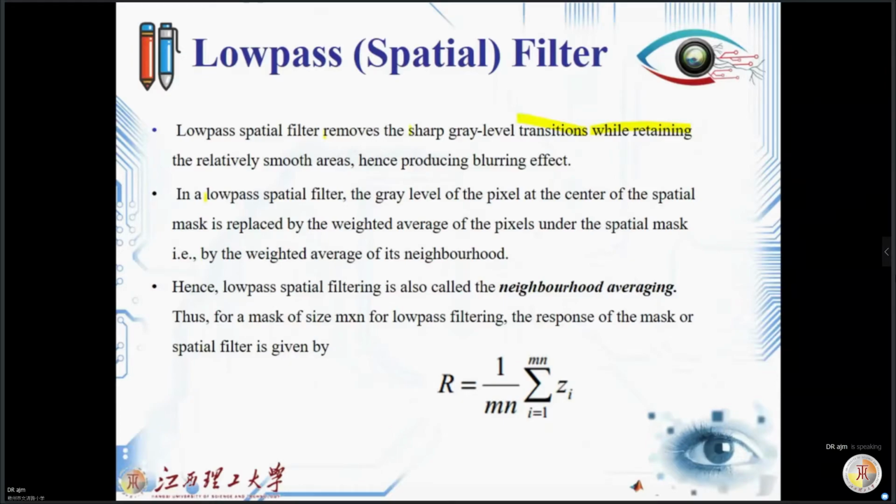For a mask size of m by n of low pass filtering, the response of the mask or spatial filter can be given with the formula that you will see. We have the m by n low pass filter, and then the accumulation of Zi as the formula shown here.